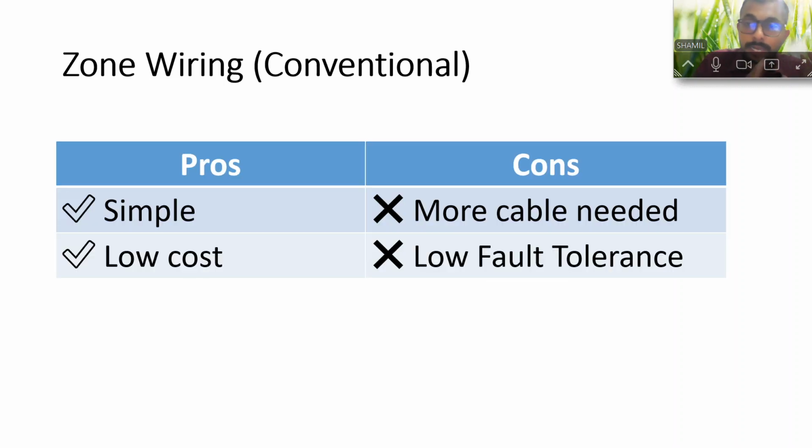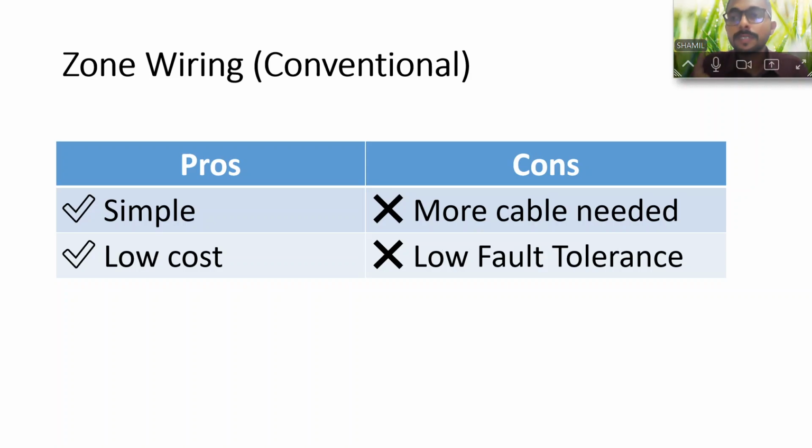Let's see the advantages and disadvantages of zone wiring in conventional systems. The advantage is that zone wiring is actually simple and easy. It starts from the panel, goes all the way to the devices, and gets terminated at the last device. And it is cheaper. It doesn't involve much cost. The conventional devices and the control panel are cheaper when compared to the addressable panel. The disadvantage is that you need more cable. If a building is divided into 32 zones, for example, we need 32 runs of cable from the panel to the respective zones.